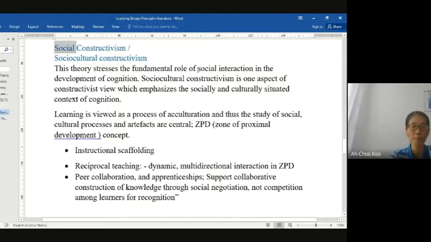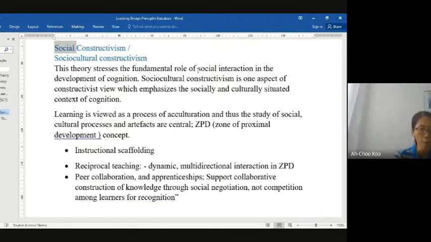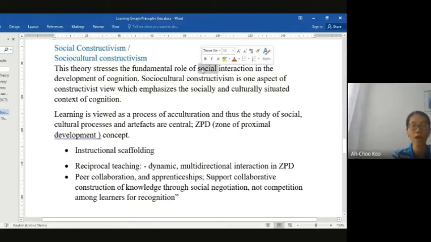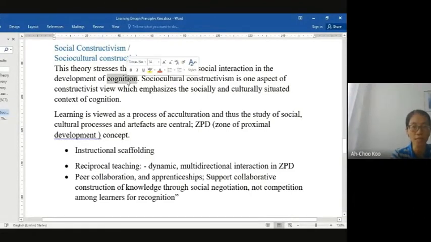As a mom or as a parent, the moment we have our child, right? That child interacts with us and she or he starts to learn. Okay, because of that social interaction with the people, with the surroundings, in this case, other people. So the believers of social constructivism believe that social interaction plays an important element to influence cognition, to influence learning.